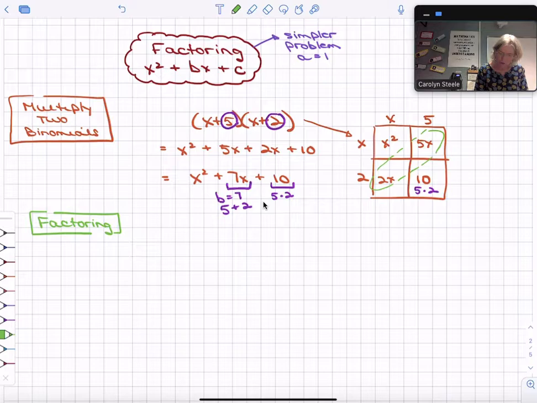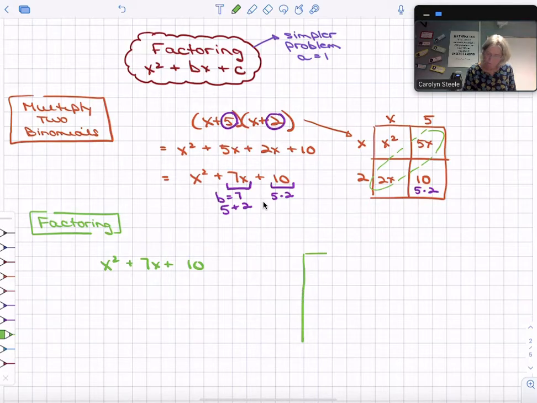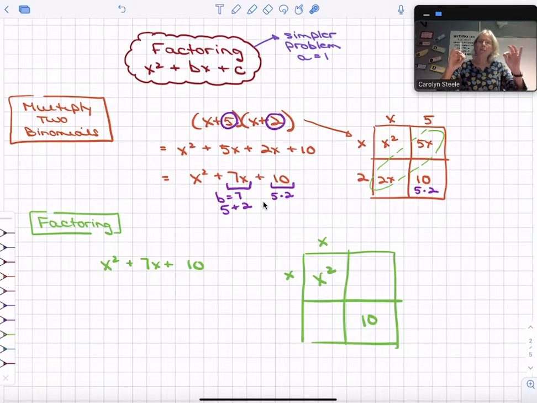So to factor, I'm going to start with my quadratic in standard form, and I need to figure out how to turn it into binomials. Again, I'm going to use an area model to get a good visual picture. But now I can only fill the inside of my area model. I know I'm going to have an x squared here, so there'll be x times x, and I'll have a 10 here. Now I have a problem because I don't know how to split that middle term 7x into the right two combinations. Is it 1x times 6x? Is it minus 8x plus positive 15x? What is it? So that's my big dilemma.